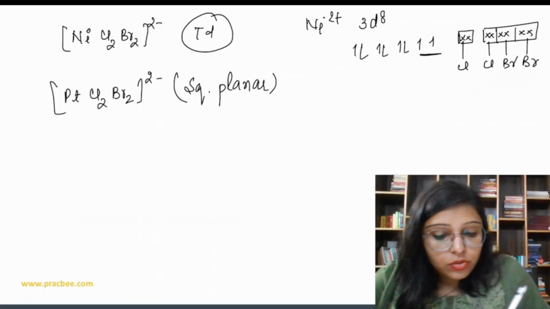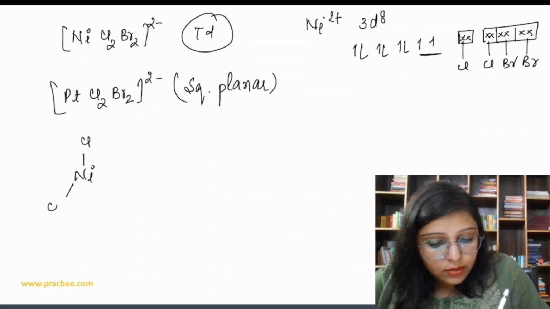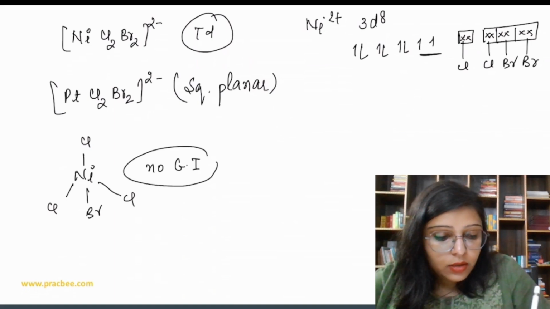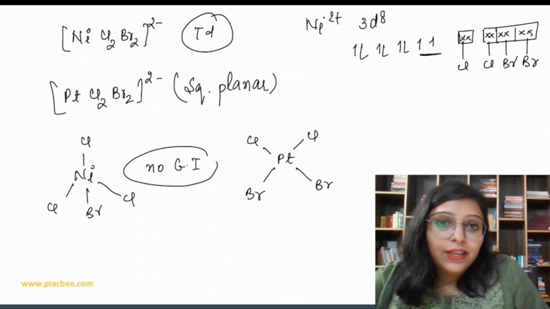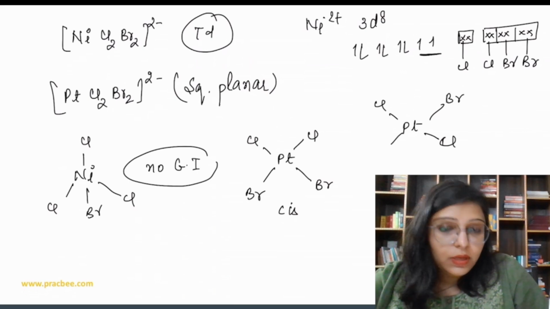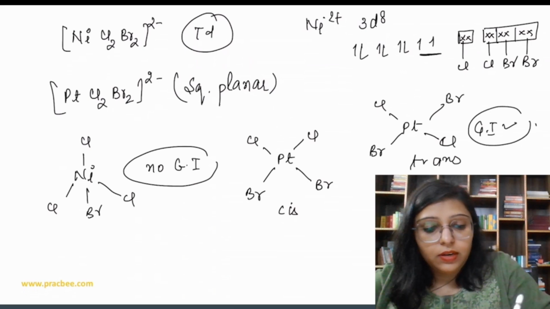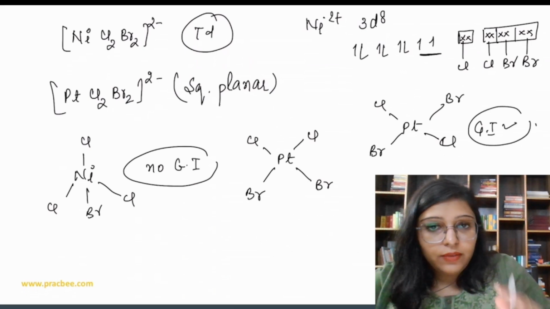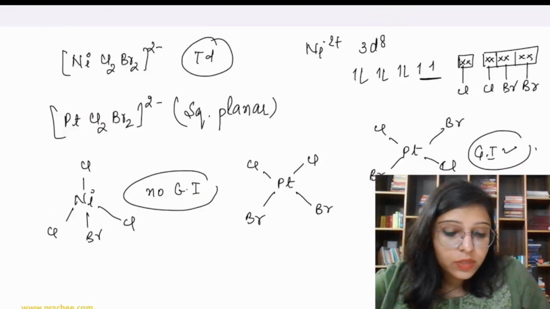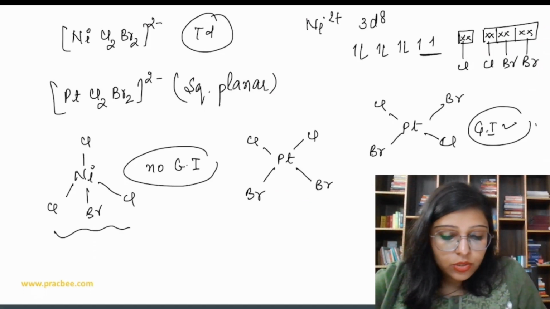If we have tetrahedral geometry, there is no concept of geometrical isomer. But if we have a square planar geometry, then we can have geometrical isomers: this is going to be the cis form, and that is going to be the trans form, right? So yes, we can have geometrical isomers, we are going to have 2. So this will change. Now optical isomers. See, this is optically inactive.